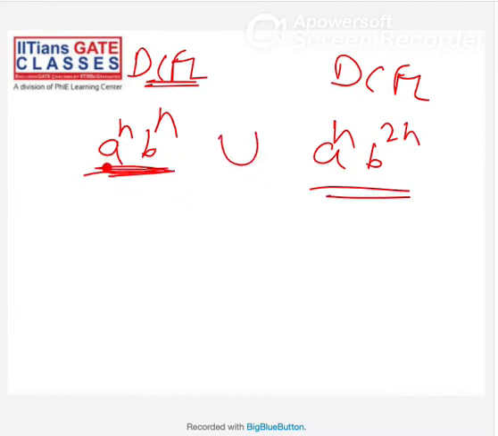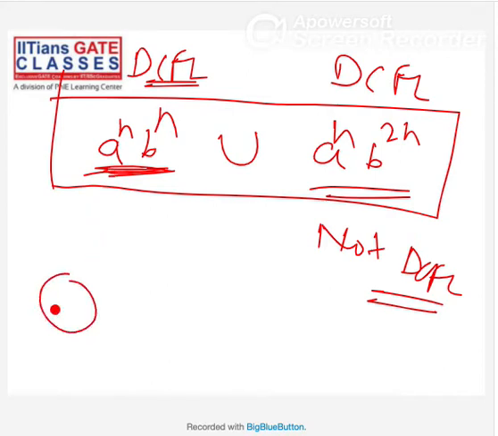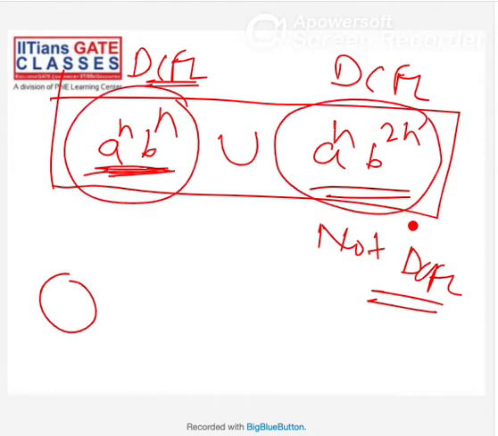But if we take the union, a^n b^n union a^n b^2n, this is not a DCFL, and we have already seen in the last lecture why. The reason is that push and pop is not clear. In the beginning, you are in the starting state, and in this starting state you don't know whether the string belongs to this part or to that part. You don't know.